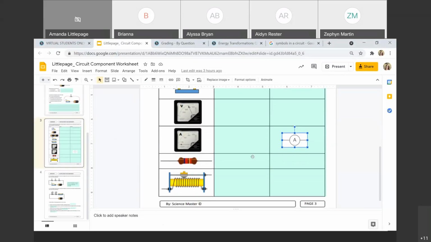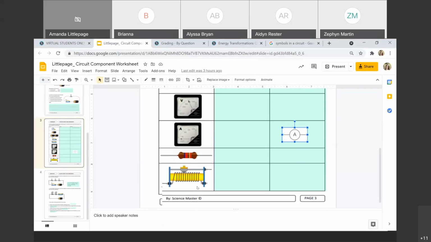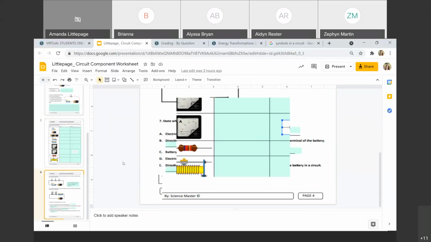This is a resistor, and then this one is a little different than what I'm used to seeing. So for this one, we'll call this one an electromagnet since it has a coil wrapped around it. So here's a resistor here. Okay. So once you go through that, you guys can move on to the last page.